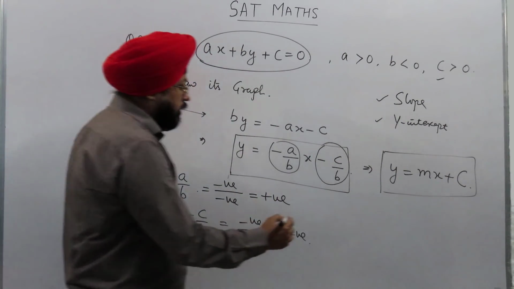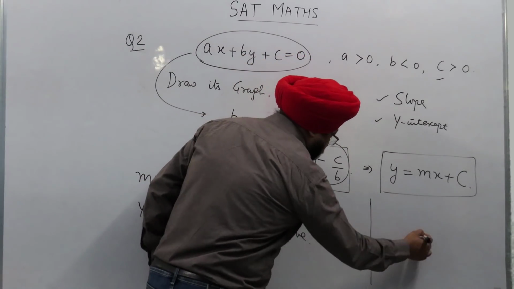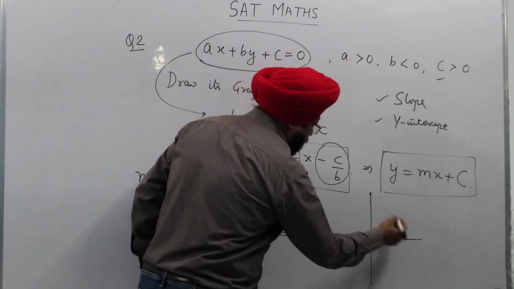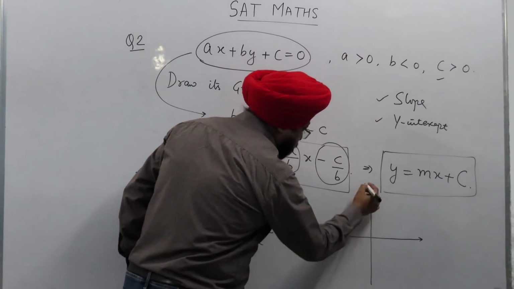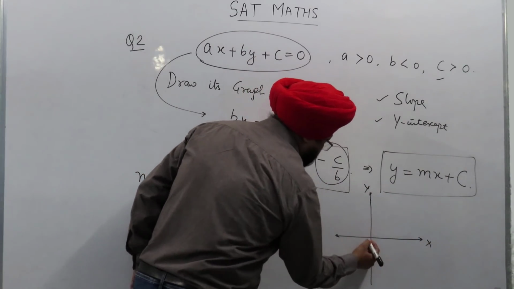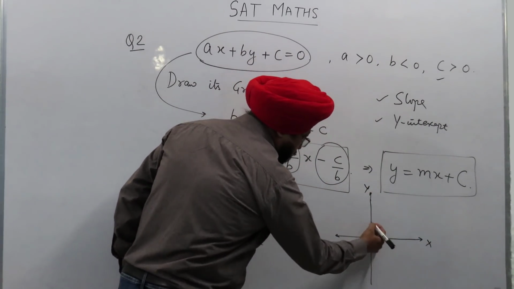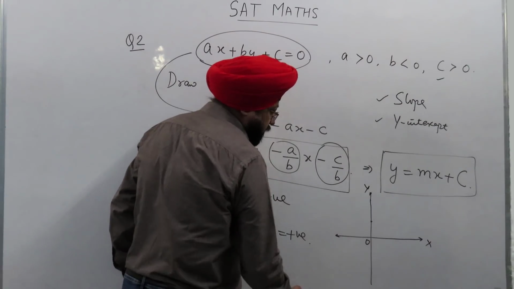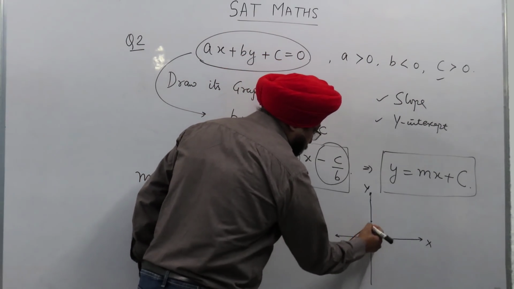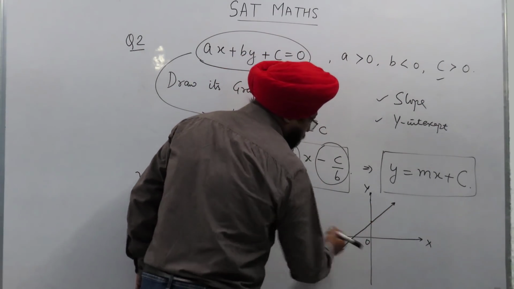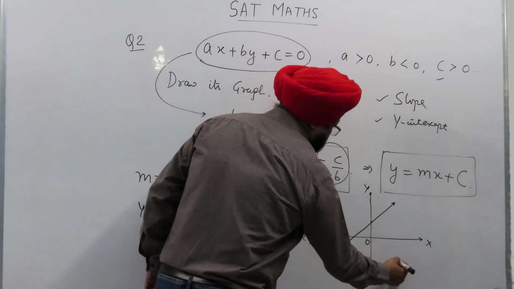So when I draw the line, how will it be represented on a graph? See, this is the y-axis, this is the x-axis. Let us take the y-intercept as positive, and the slope is positive, so the line will go like this. So this is the final answer.